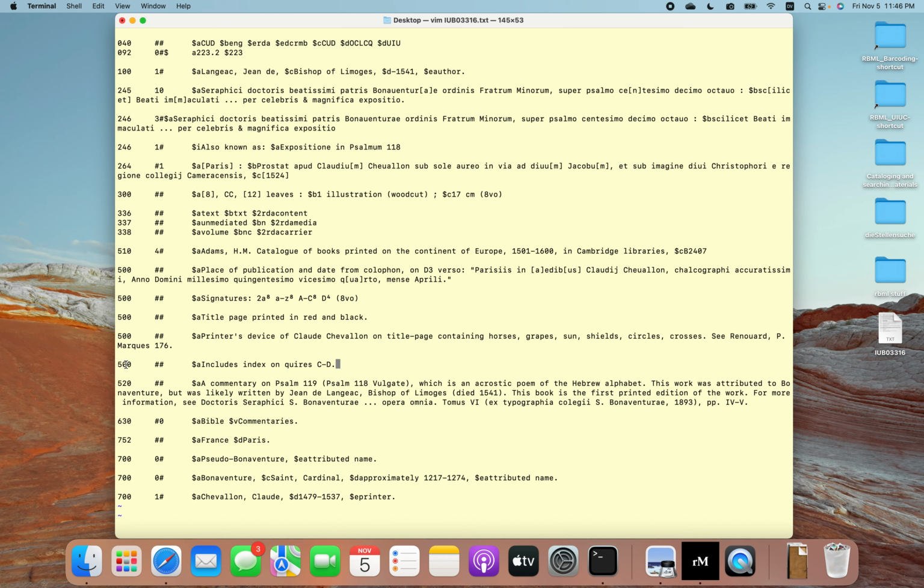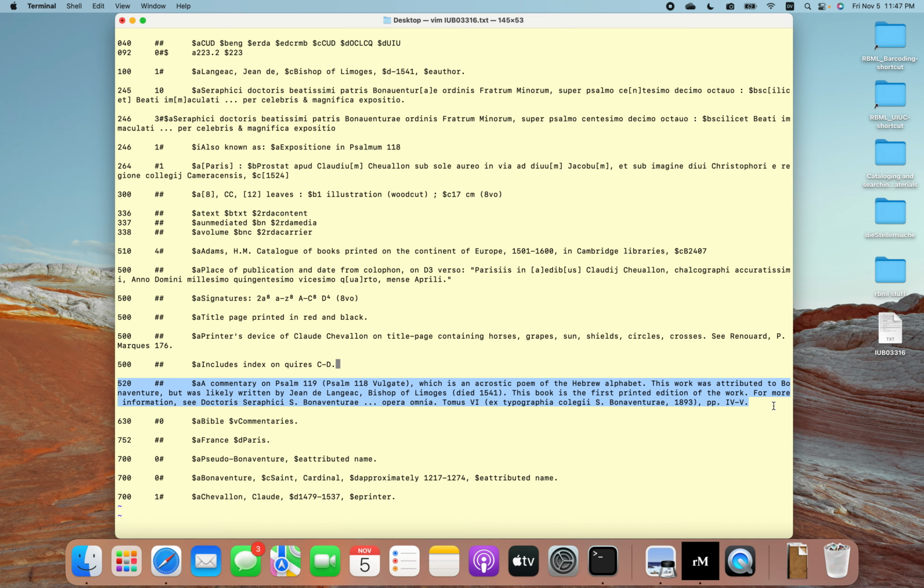We already talked about the index. A 520 note is a really nice thing to have. If you only do one note and you don't do all these title page this and that, put in a 520. If you can do it, put in a 520. A 520 is a scope note, and this is where you're distilling and explaining, giving context for the book. What is it? In this case, it's a commentary on Psalm 119.